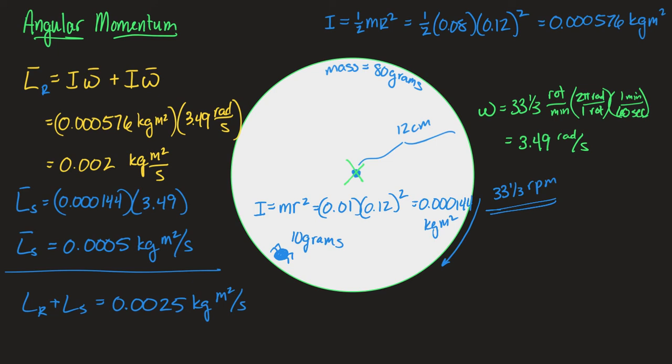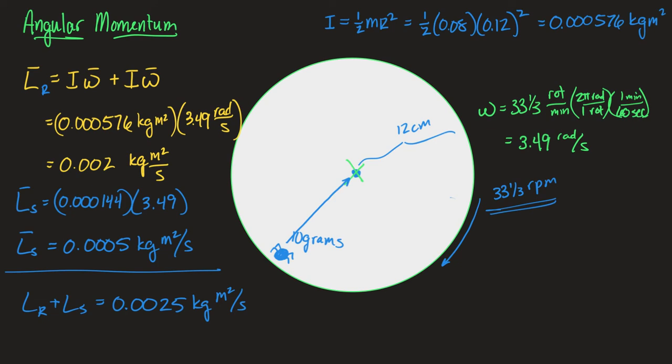So here's the thing. The reason I bring this problem up is, let's say that we turn the power off to the record and that there's no friction acting on the record. So the record is free to spin, no external force. What happens if the spider decides to walk towards the center of the record?